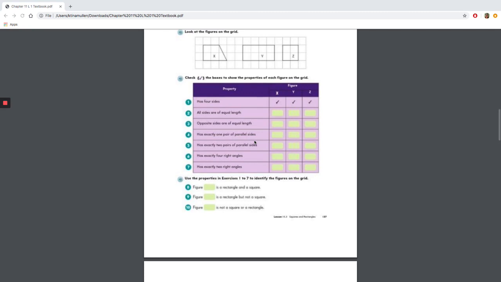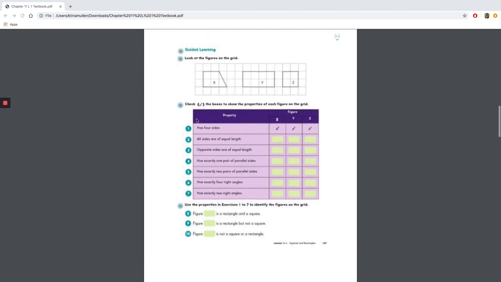All right, here's some practice things. Here's three figures, X, Y, and Z. Let's take a look at their properties and fill out this checklist. So, figure X, Y, and Z all have four sides. 1, 2, 3, 4. 1, 2, 3, 4. 1, 2, 3, 4. All sides are equal length.